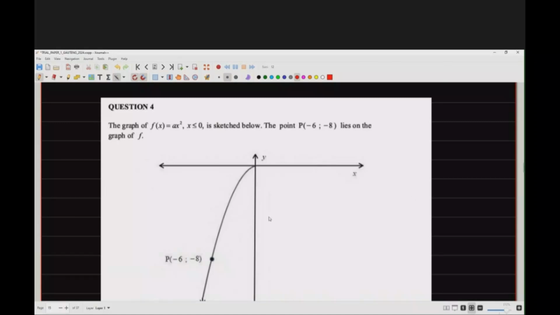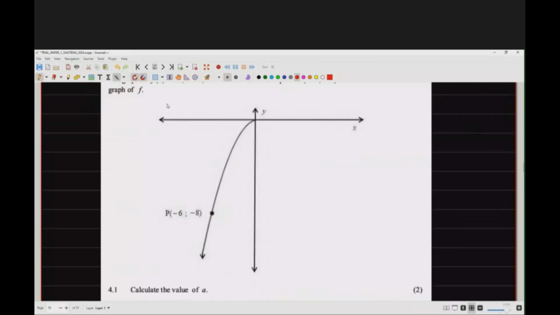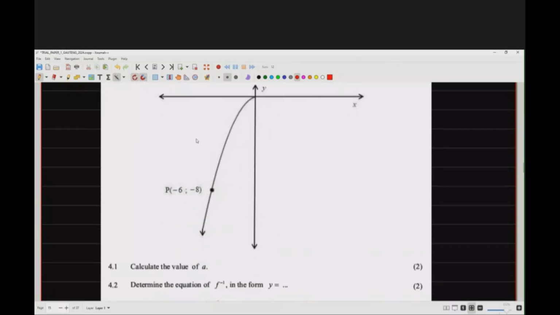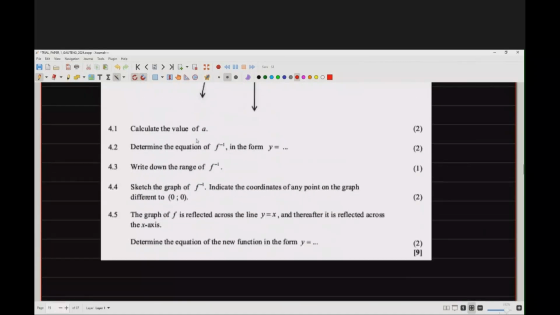Question 4, we are given a graph. The graph of f of x is equal to ax squared with x less than or equal to 0. So this is a parabolic function, but we only consider the function for x less than or equal to 0. The point P (-6; -8) lies on the graph of f. We are asked to calculate the value of the constant a. That's question 4.1.